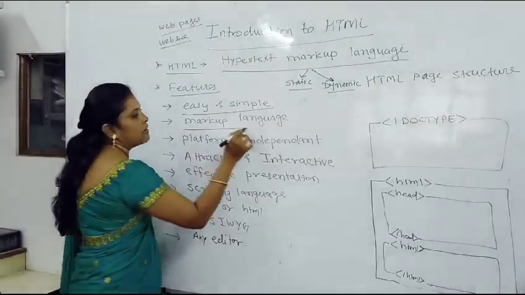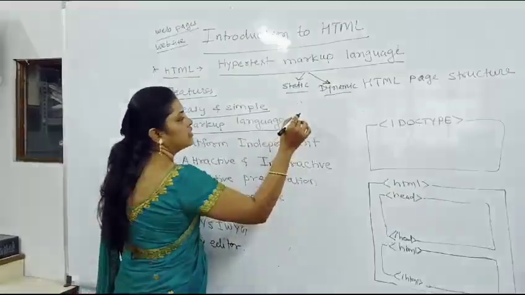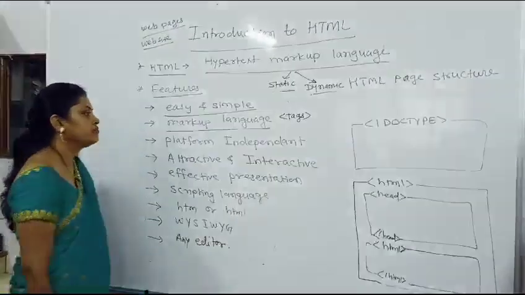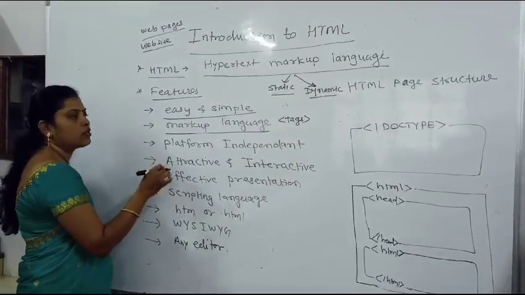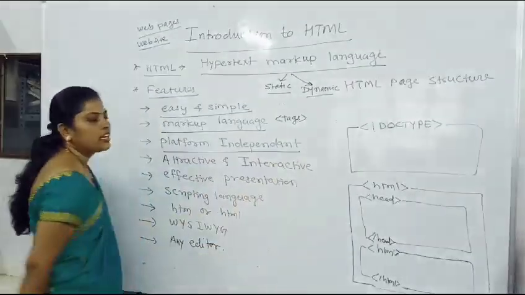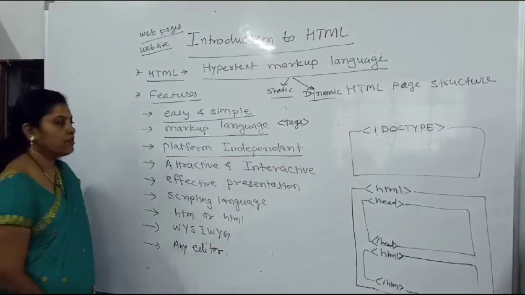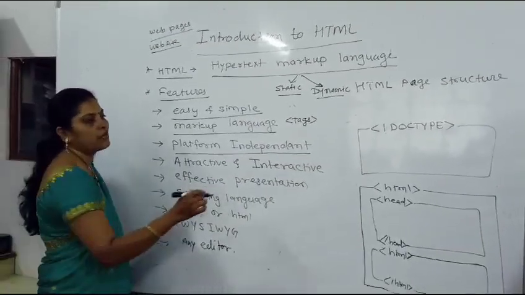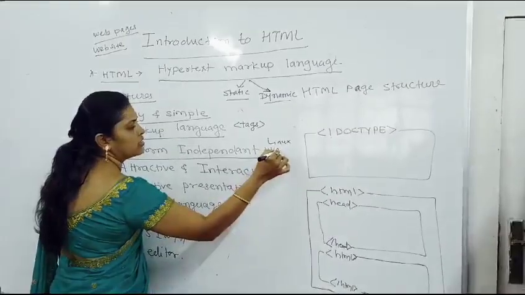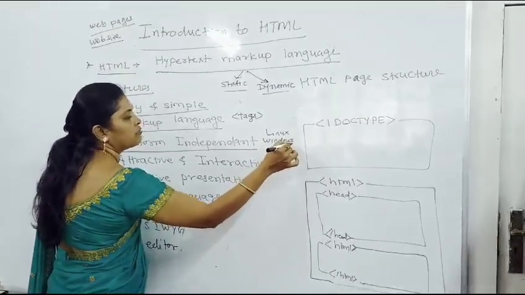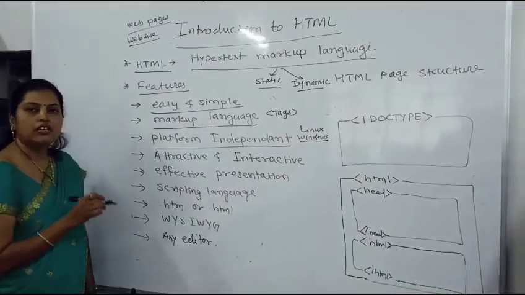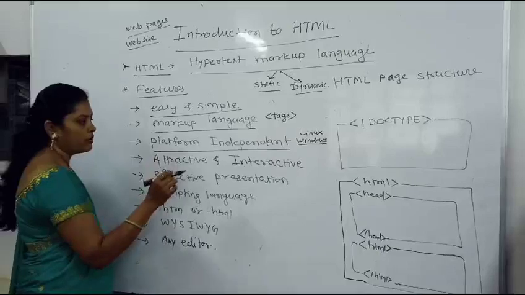It is a markup language. It contains the tags and the rules for creating web pages. Another important feature of HTML is that it is platform independent. You can create HTML pages on any platform, whether it be the Linux operating system, the Windows operating system, or another operating system. There is no change to be made within the code. The same code will be executed on any operating system.